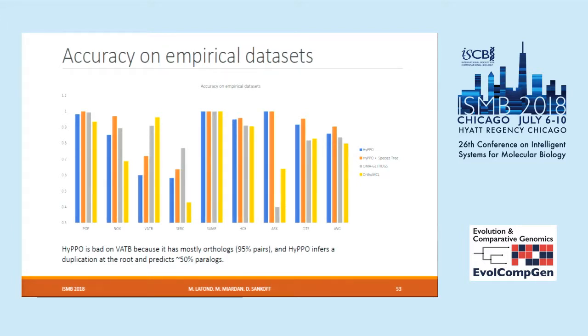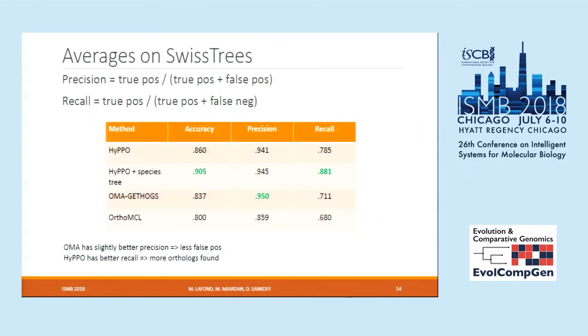Well, accuracy tells pretty much the same story. We're doing good. It's always better to have the species tree. We're doing very badly on these VATB and SCRC gene trees. We looked at it, and the main reason is that for the orthologs we predict many paralogs due to some duplication on top of the gene trees that we infer, which makes many paralogs, and these data sets have mostly orthologs. So this inaccuracy is due to a misplaced duplication. So that happens. So that's accuracy, and these are the averages. Same story as before. We're pretty much accurate, a bit less precise, but we have better recall.